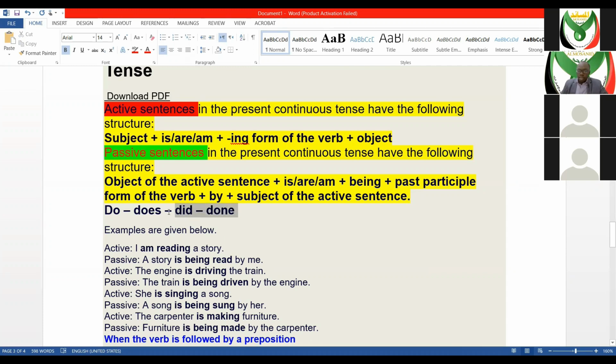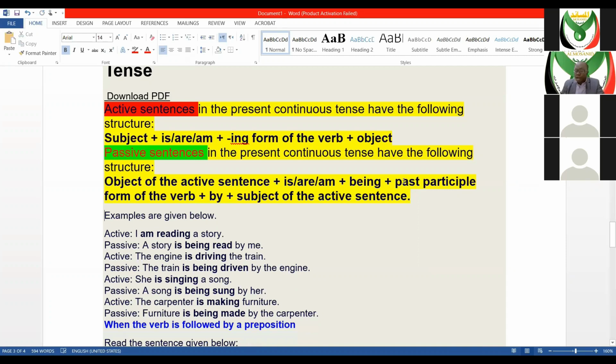I explained to you what the third form is, the past participle, the third form of the verb. The first form is the present, the second form is the past simple, and the past participle is the third form of the verb. Then by must also be present: by plus the subject of the active sentence.